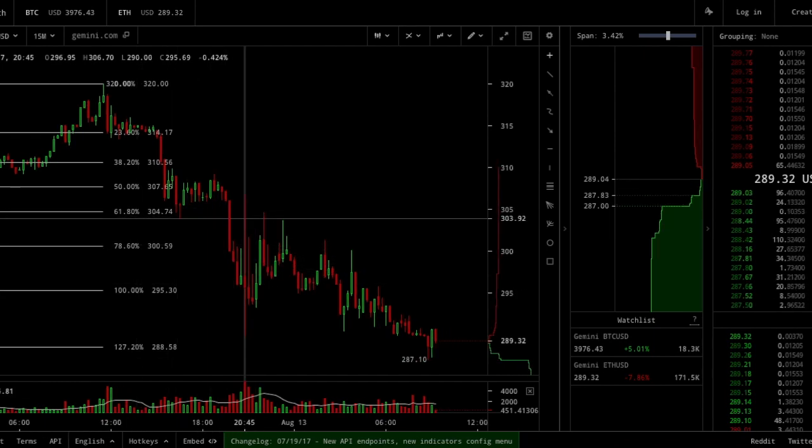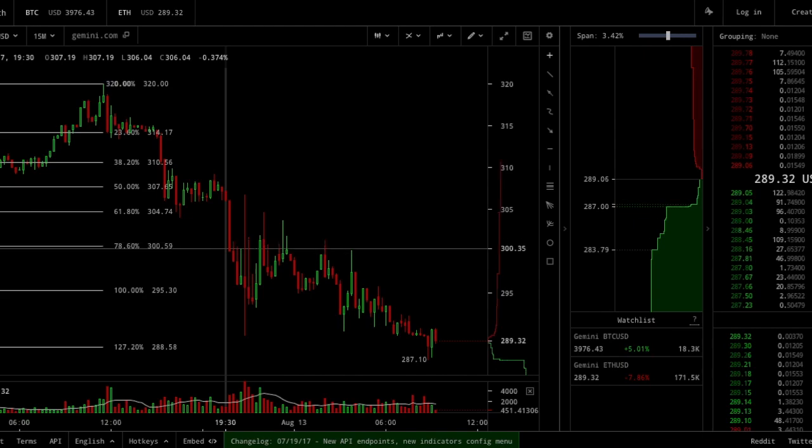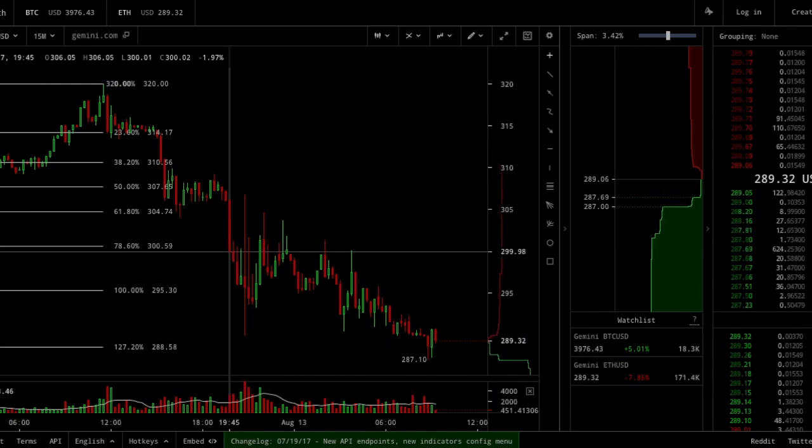This would have been a very, very bad spot to buy, and you'd probably have to exit the market here on this strong bearish volume candle here. Let's go to our second example.